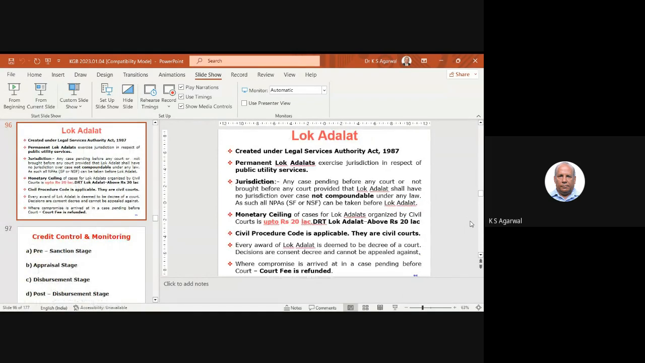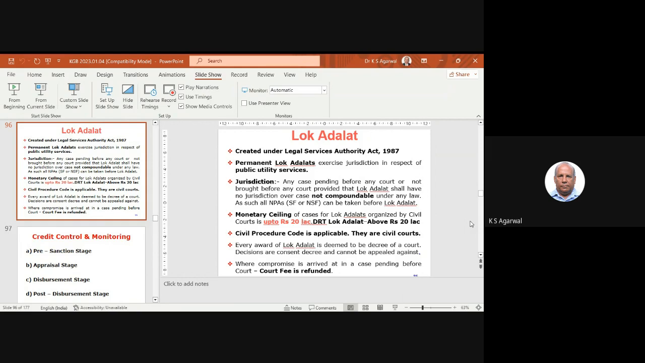Now coming to Lok Adalat. Lok Adalats have been created under the Legal Services Authority Act. They will give the name Lok Adalat Act, but there is no such Lok Adalat Act. They can give CPC, CrPC, RDB Act, SARFAESI. No. The Lok Adalats have been created under the Legal Services Authority Act. You should know.